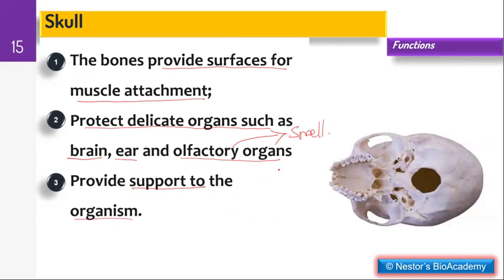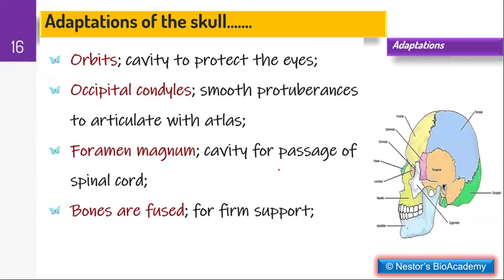What can you say about the adaptations of the skull? Asked to describe the adaptations of the skull, you can say the skull has got orbits, which are cavities for protection of the eyes. We also have the occipital condyles, which are smooth protuberances, as we have discussed, to articulate with the atlas. The atlas is the first bone of the vertebral column.